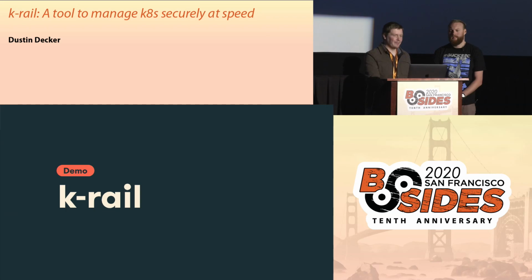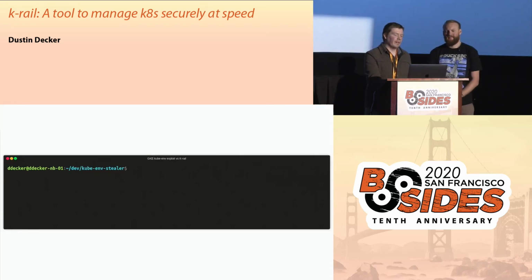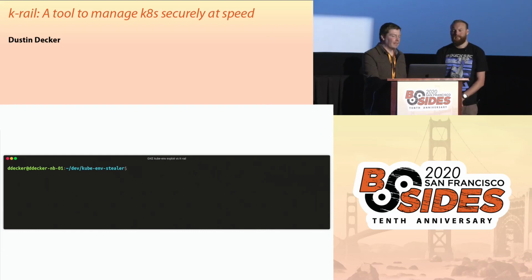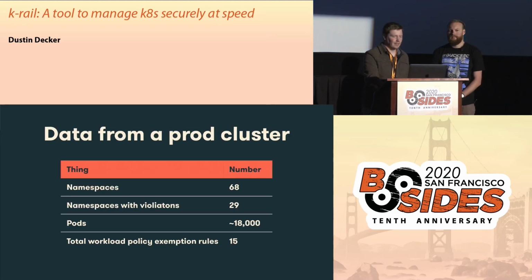So what you've been waiting for, a demo of KRail. We'll run this kube exploit again with the GCE metadata concealment bypass, which is the host networking flag, but this time with KRail enabled. So we're running that auto exploit script, and immediately it gives a rejection that the host network use is forbidden. So that exploit no longer works. Now back to you, Sam.